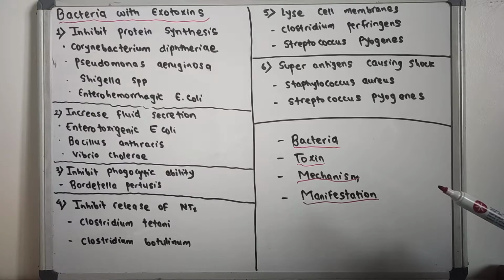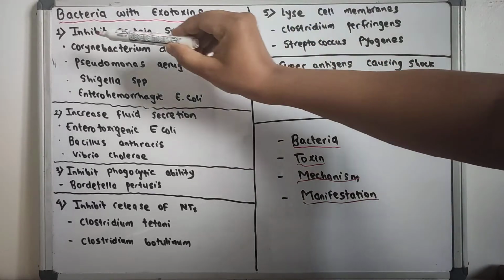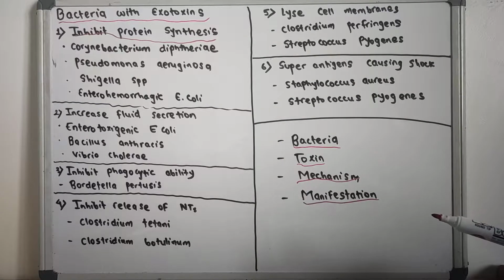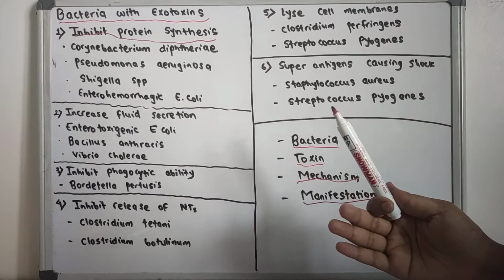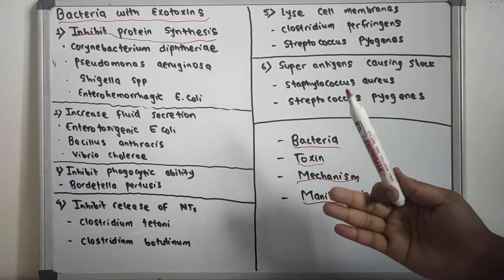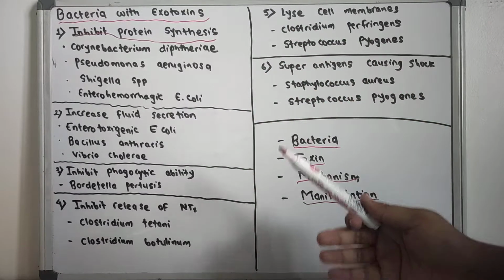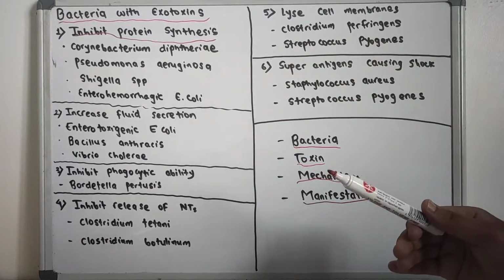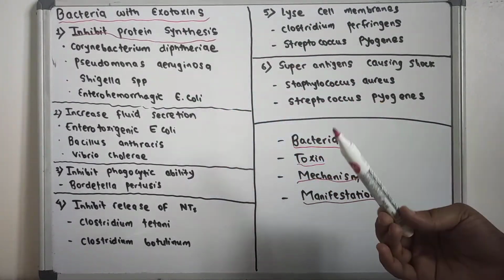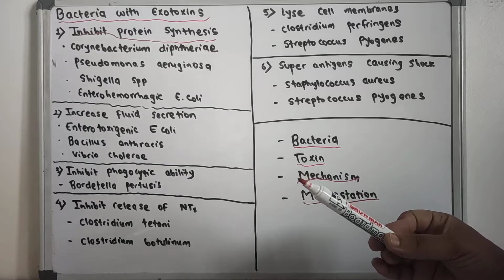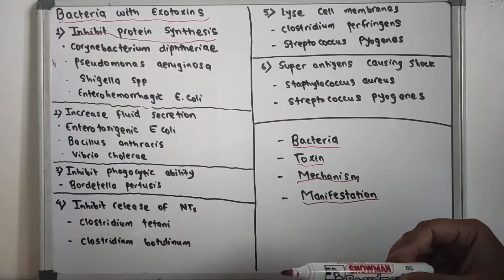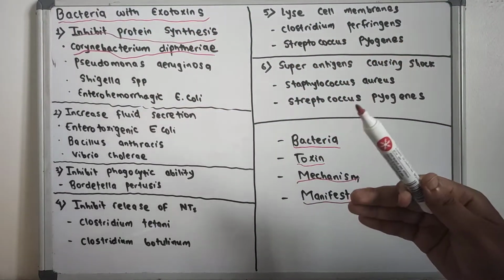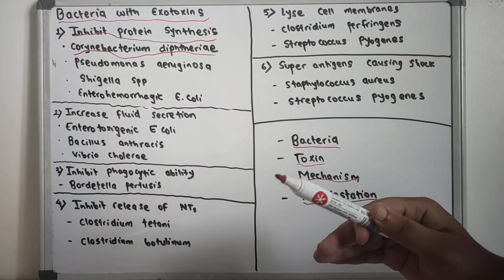So first of all, let us talk about the exotoxins that inhibit protein synthesis. The exotoxins that inhibit protein synthesis are secreted by various bacteria: Corynebacterium diphtheriae, Pseudomonas aeruginosa, Shigella species, and enterohemorrhagic E. coli. First of all, let us talk about Corynebacterium diphtheriae. It secretes the diphtheria toxin.